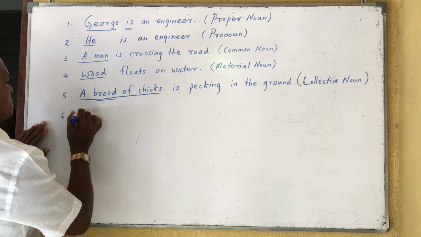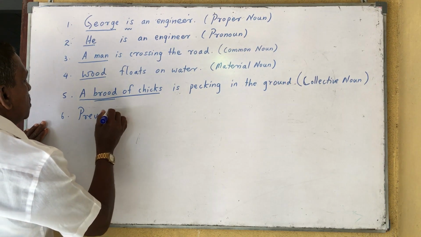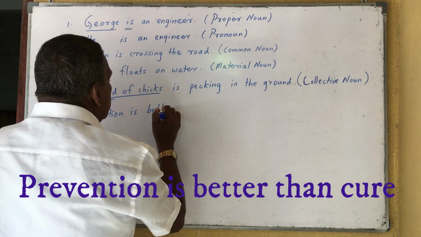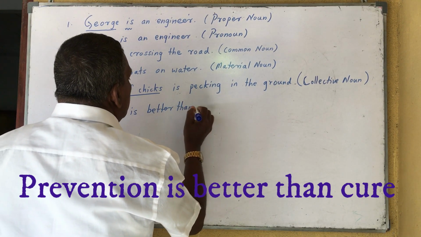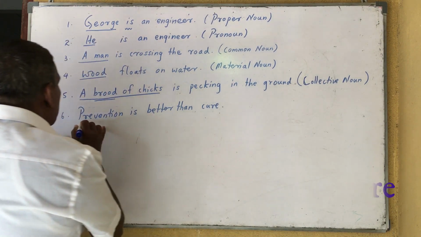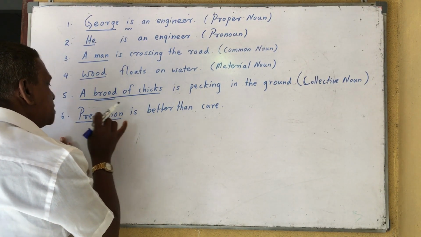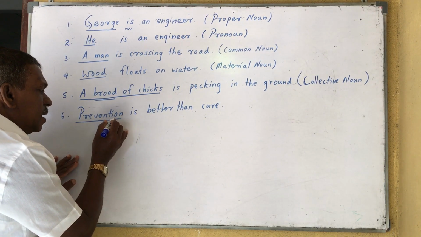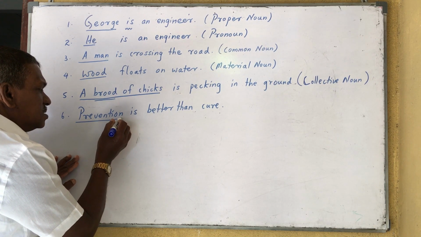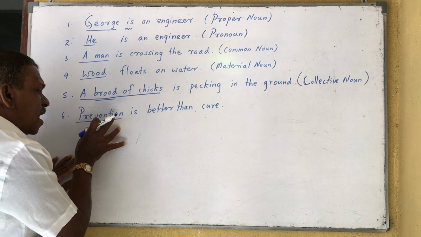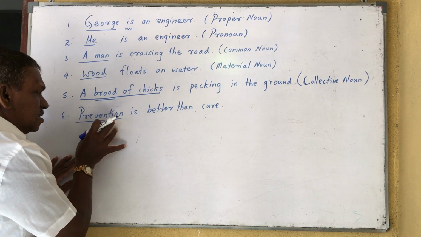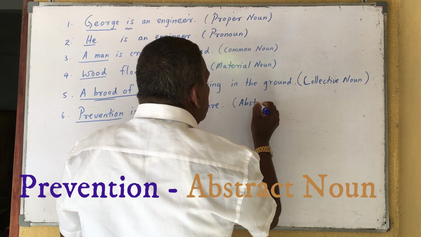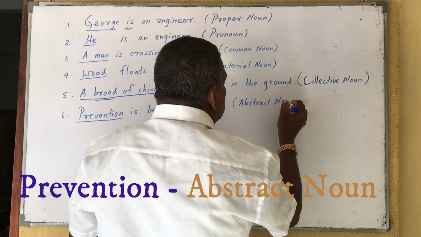Then prevention is better than cure. Here the subject is an abstract noun. Most of the words in TION, MENT, NESS, because these nouns cannot be physically touched. That's why we call them abstract noun. Then subject can be an abstract noun too.